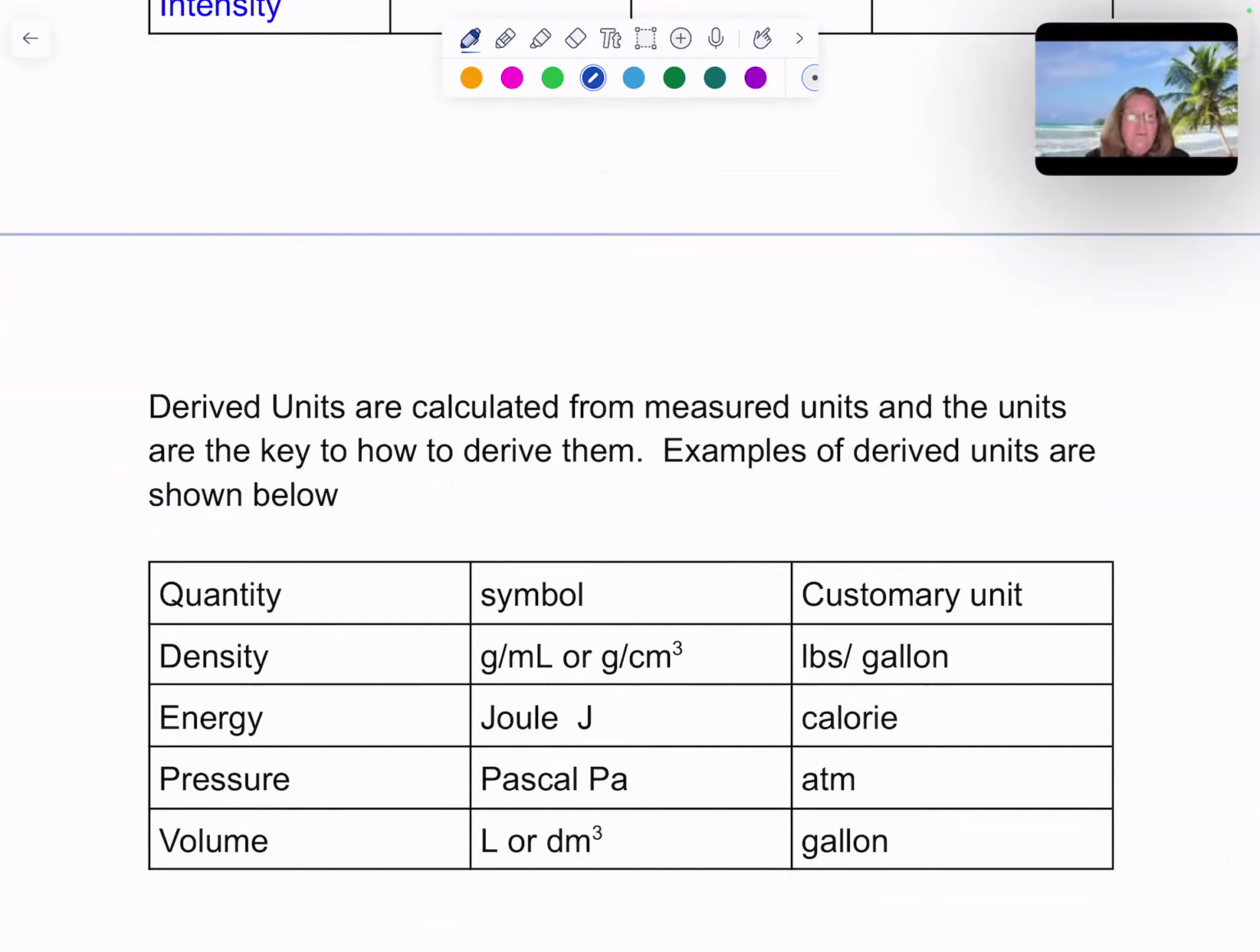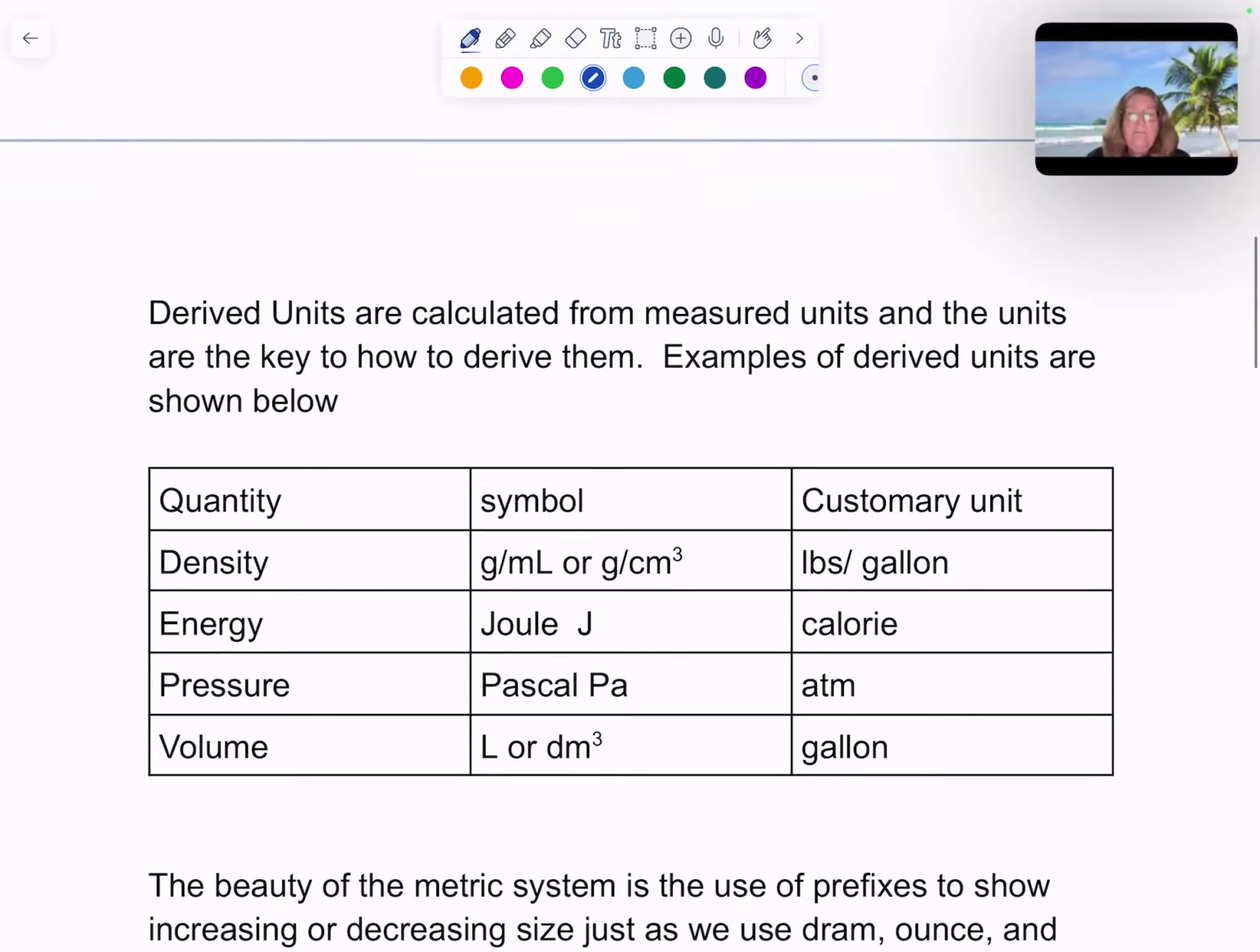Energy is the joule in metric, calorie in the customary system. And you'll most often see those on food labels. And on food labels, that would usually be in kilojoules or kilocalories. Pressure is in pascals. Customary is in atmospheres. Volume is in liters or cubic decimeters. And volume in the customary system is the gallon.